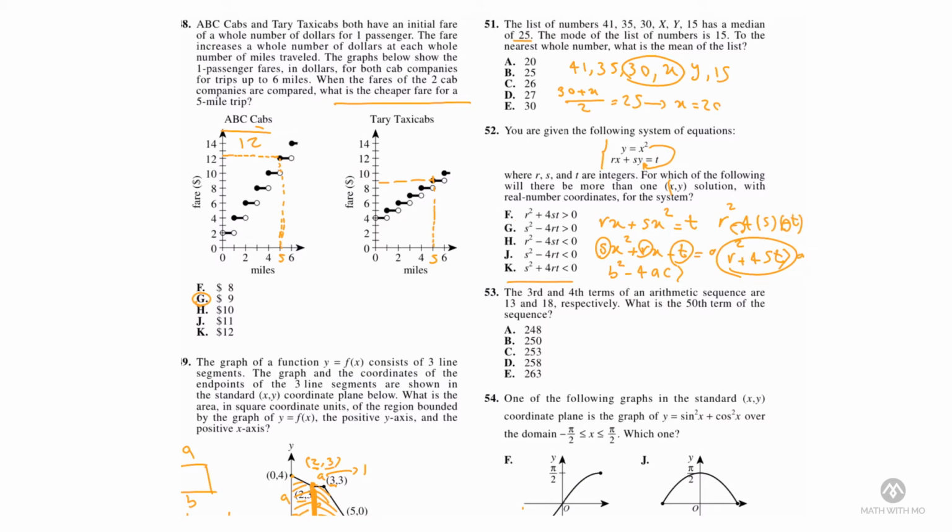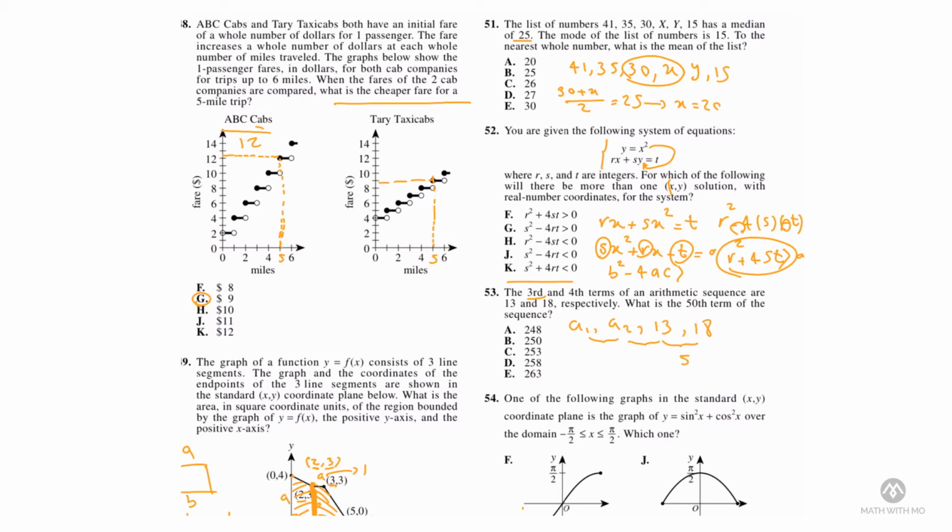The third and fourth term of an arithmetic sequence are 13 and 18 respectively. What is the 50th term of the sequence? Alright, so we know that an arithmetic sequence is a sequence where the difference between consecutive terms is the same. So basically if you have A1, A2, A3, so this is the third term. So now we know it's 13. A4 is 18. So this difference should be the same for each of these. So the difference between 13 and 18 is 5, right?